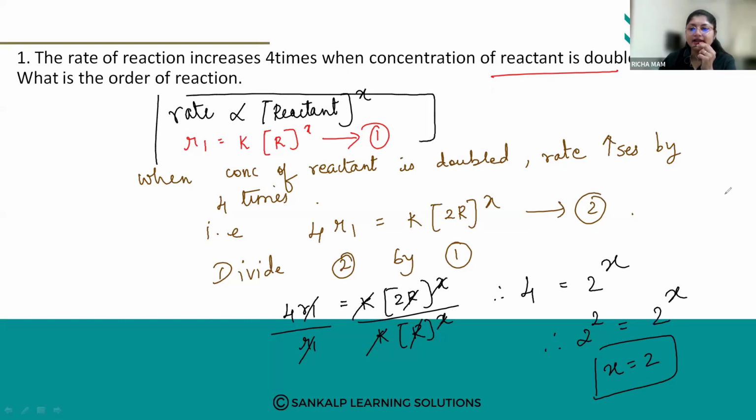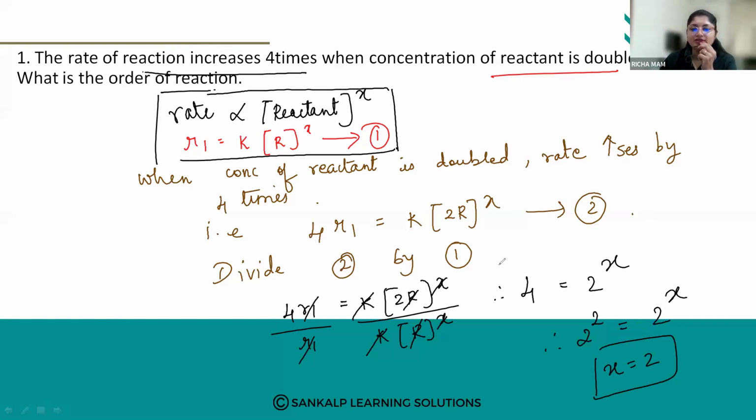We know that rate is directly proportional to the exponent of reactant. Now, when the reactant is doubled, the rate of reaction increases by 4 times. So 4R1 equals this, and after relating, you will get the order of reaction as 2. Is it clear? Yes. So like this, the question can be asked. Okay, fine, let us go for the next problem.